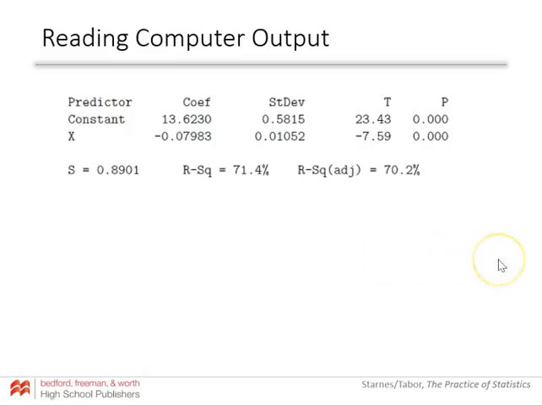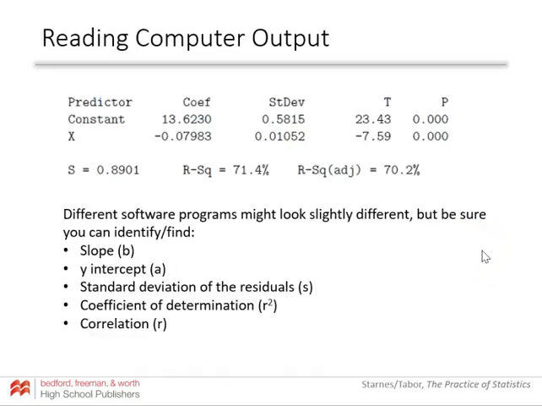Okay, for a lot of these questions, they will give you a computer output that looks something like this. They vary slightly from form to form, but generally it looks something like this. And from this computer output, you need to be able to identify the slope, the y-intercept, the standard deviation of the residuals, the coefficient of determination, and the correlation. Okay, so let's talk about where we can find these things.